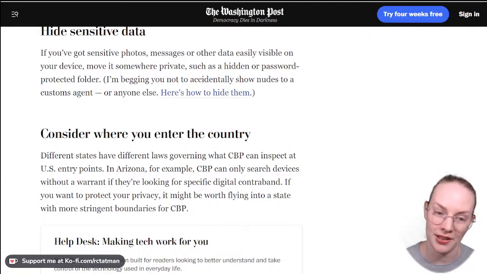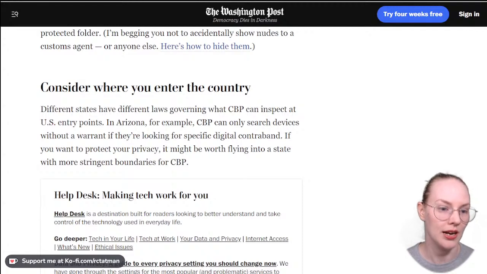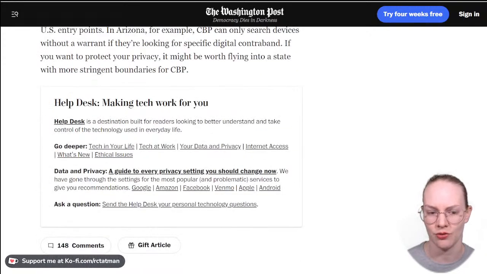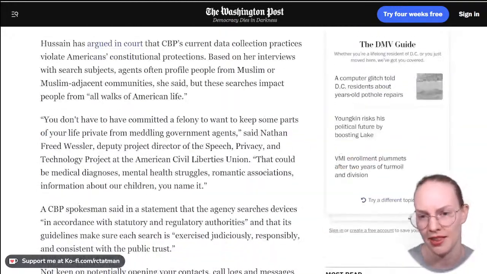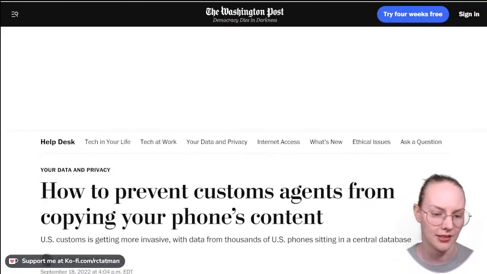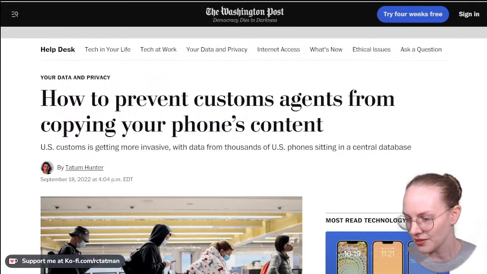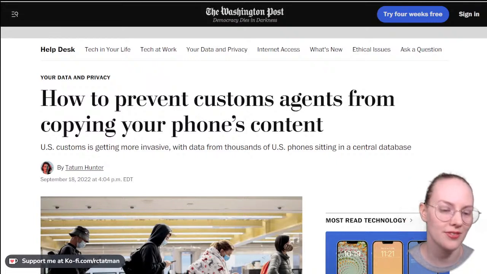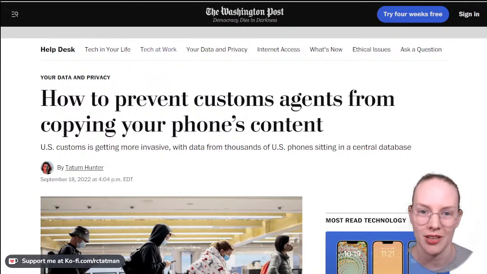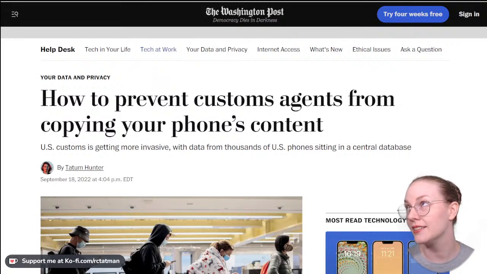Different states have different laws governing what CBP can do. In Arizona, CBP can only search devices without a warrant if they're looking for specific digital contraband. I think potentially also California, you might be protected by the California Consumer Privacy Act. So just practical information. Tell folks about it if you're planning on coming in the US. Know about that. Thank you, Benson.